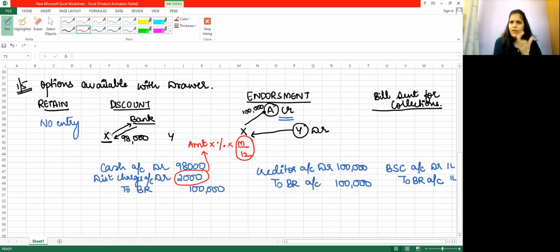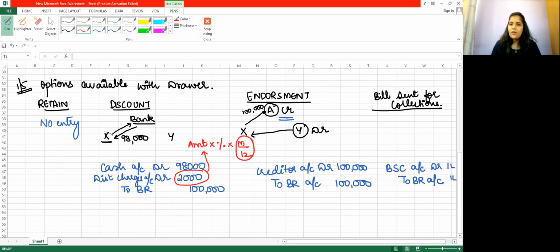The question would have given 1 lakh. The question would have given some percentage, let's say 5%. 1 lakh into 5%, 5,000 directly? No. 1 lakh into 5% into months divided by 12. Now in our case, can I say the bill is for 3 months? So 3 divided by 12. Always you have to do.